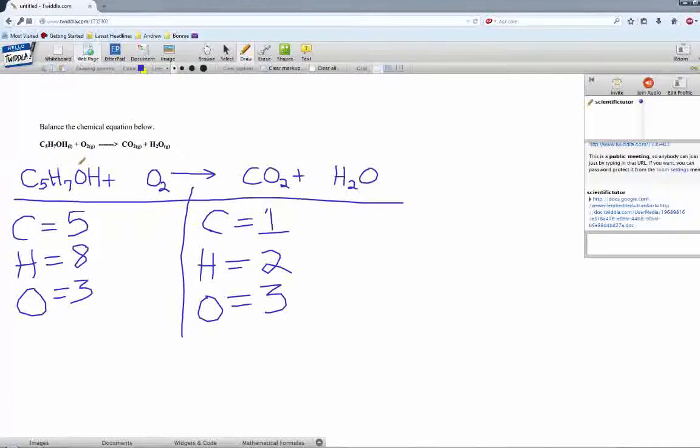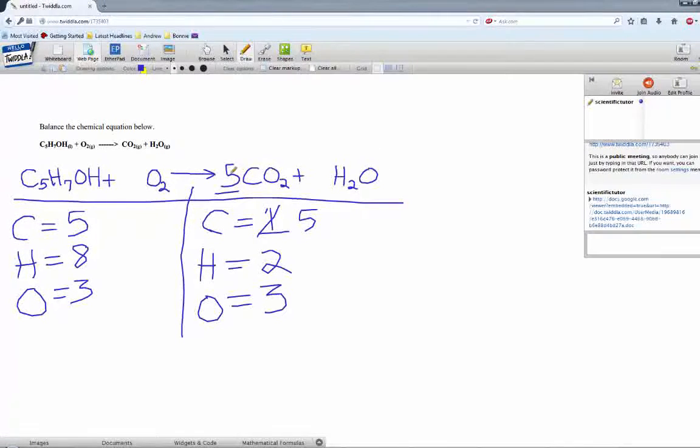In these problems, where oxygen or any other element is scattered between different chemical compounds, it's usually best not to try and match up oxygen first. So let's start with something a little more simple. How about carbon? Carbon is 5 on this side and 1 on this side. Therefore, I'm going to put a 5 in front of this carbon, which turns the carbon into 5, but it also changes the oxygens.